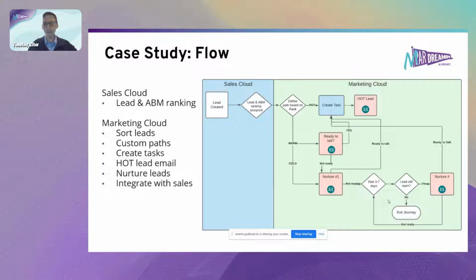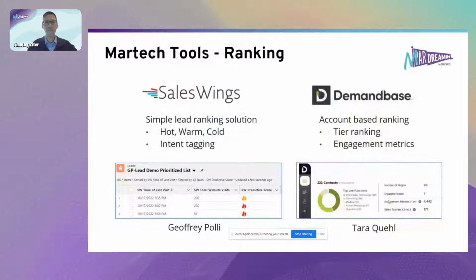So to pull in our ranking solution, we've brought in 2 partners today to help build out that solution. SalesWings is a fantastic lead ranking solution that allows you to populate that lead ranking score right in the CRM environment. You can see it down here. There's a simple hot, warm, and cold. It's based on intent tagging and a variety of different variables that we won't go into today, but we've got Jeffrey Poley from SalesWings in the chat if you have any questions throughout the presentation related to SalesWings.